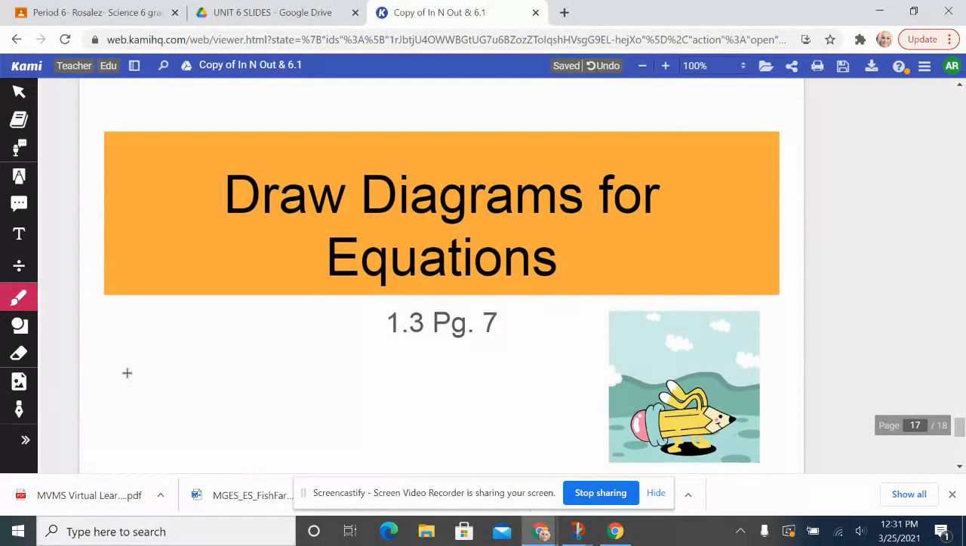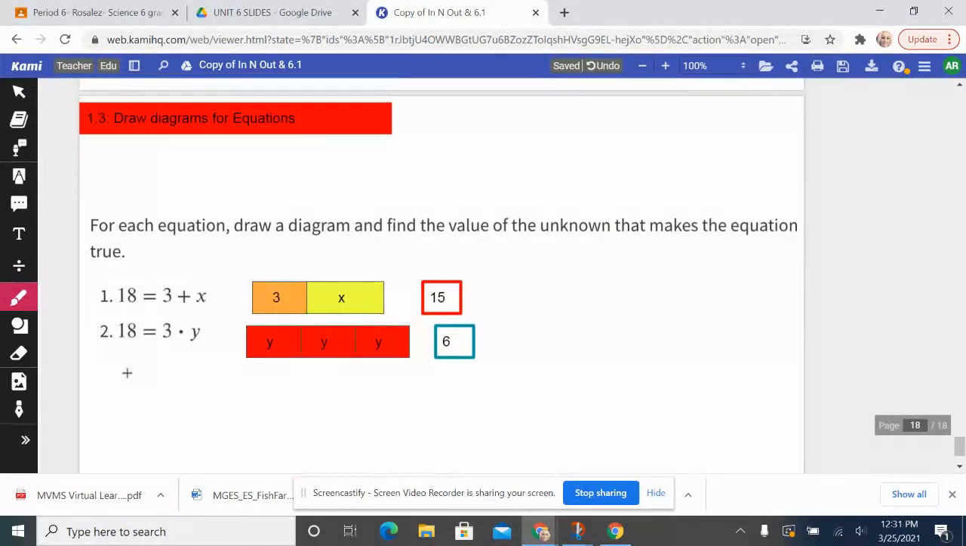Draw diagrams for equations. I think you turn the page. You're looking for the section that says draw diagrams for equations. So for each equation, you're going to draw a diagram and find the value. Okay, so for number 1, whenever we have adding, remember I told you that it would just be 2 of them, right? So 3 plus something makes 18. Okay, and you know the answer is 15. Right? So please draw the diagram, and then you're going to write 15.